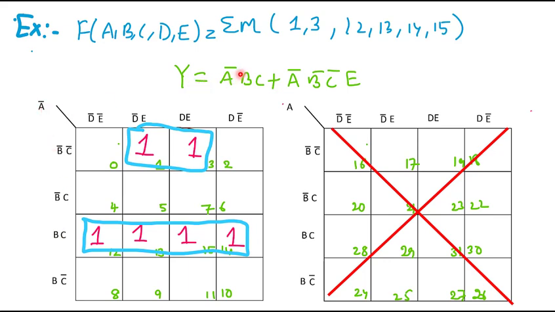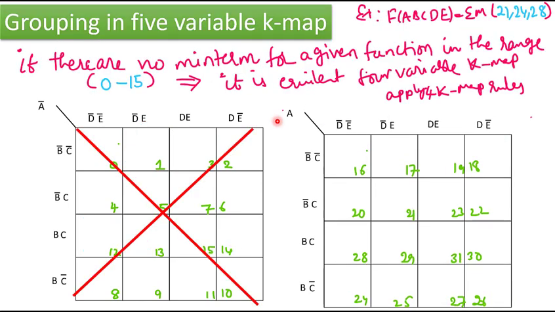So you are going to have A bar of BC. This is how you are going to get the Boolean expression when you don't have min terms for a certain block. Similarly, when you don't have min terms for another block, like the 0 to 15 block, you are having only min terms for the second block with A.